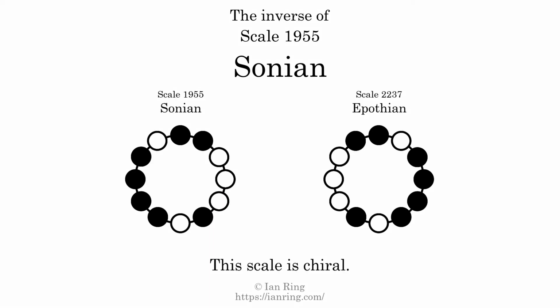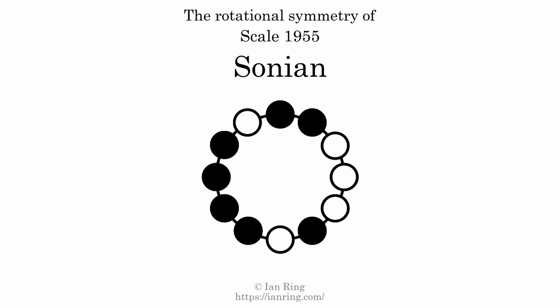The inverse of a scale is a mirror image. It is what you get when the sequence of intervals is reversed. The inverse of this scale is scale 2237, also known as apotheon. This scale is chiral. It cannot transform into its inverse by rotational transformation. This scale has no rotational symmetry.